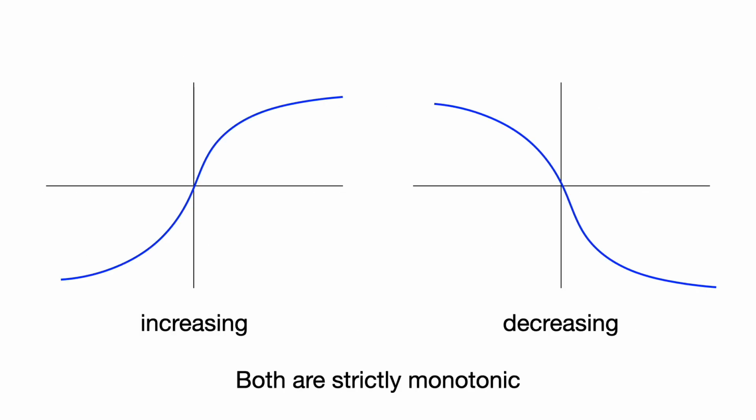Here are two examples. The function on the left is increasing. It goes up as you move to the right. The function on the right is decreasing. It goes down as you move to the right. And both of these are strictly monotonic.